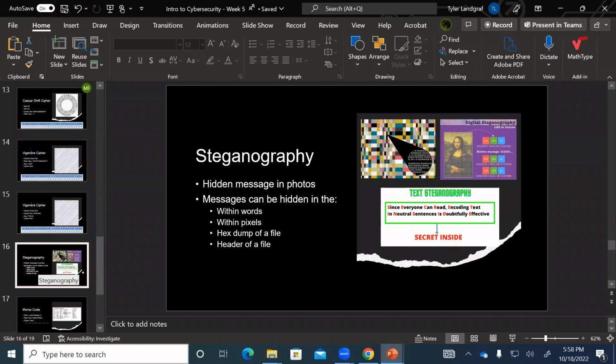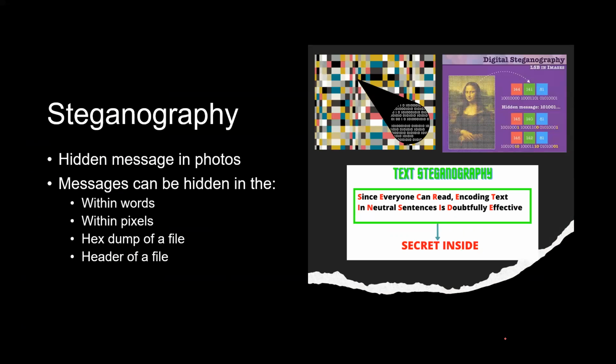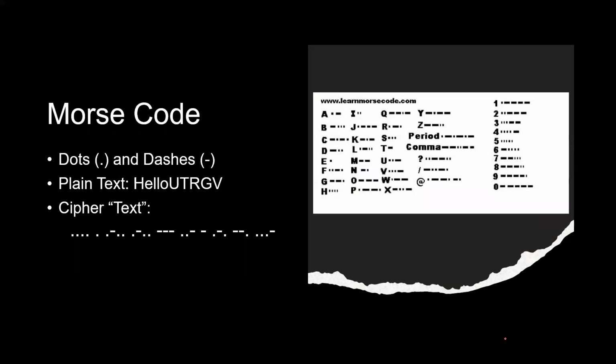And then just so we can wrap it up for today, we also have Morse code, which is just a series of dots and dashes. And here you see hello UTRGV in Morse code. Of course, we have the Morse code chart on the right.